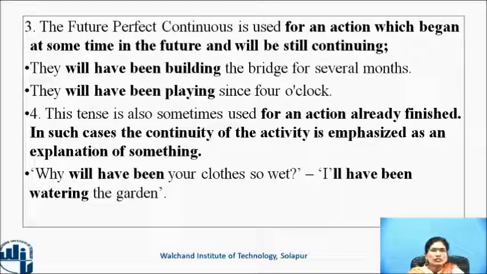Future perfect continuous tense is also sometimes used for an action already finished. In such cases, the continuity of the activity is emphasized as an explanation of something. For example, why will your clothes have been so wet? I will have been watering the garden.